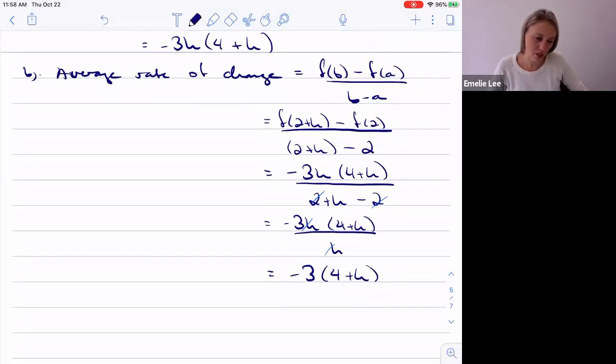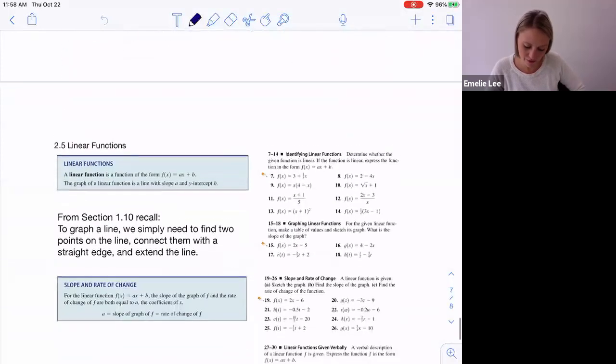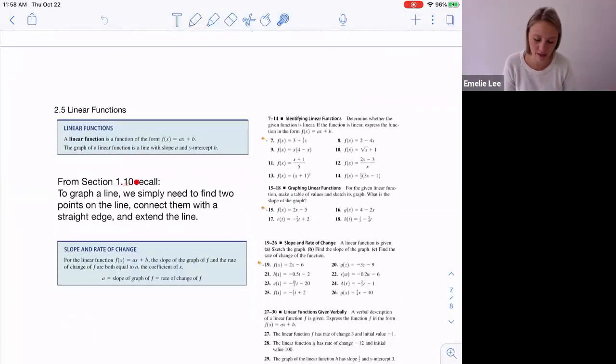the next section is on linear functions, and we've actually spent some time on linear functions already in section 1.10. We talked about the slope-intercept form. We talked a lot about linear functions. So just remember that a linear function is anything that you could rewrite as y equals mx plus b, or f of x equals ax plus b. And the slope is a and the y-intercept is b, just as a reminder.